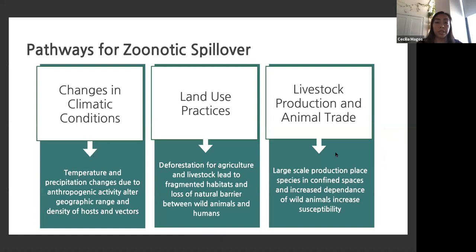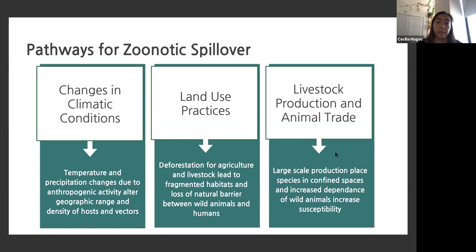The pathways to zoonotic spillover have increased due to human disruptions to the natural environment. Changes in climatic conditions have altered the geographic range and density of several host animals. For example, mosquitoes are very sensitive to changes in temperature and are known to be vectors for several different zoonoses like malaria. Our warming temperatures are making mosquitoes that carry malaria able to survive and reproduce in places that were previously too cold, like in the southern states here in the US. This has caused the number of cases in the US to steadily increase since the mid-1970s.